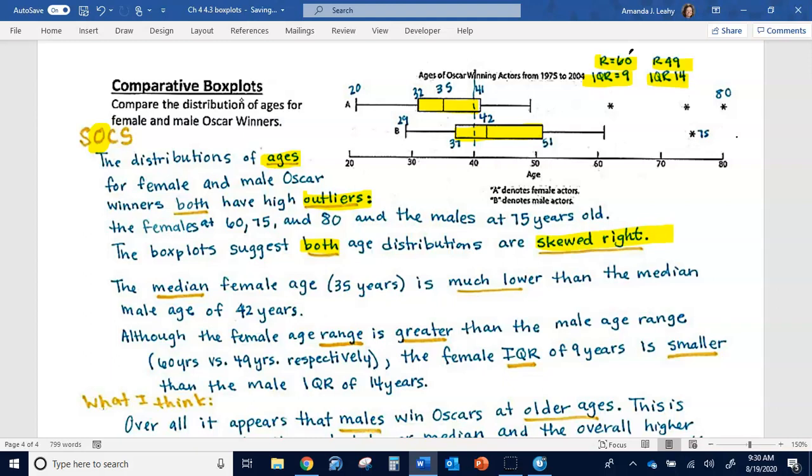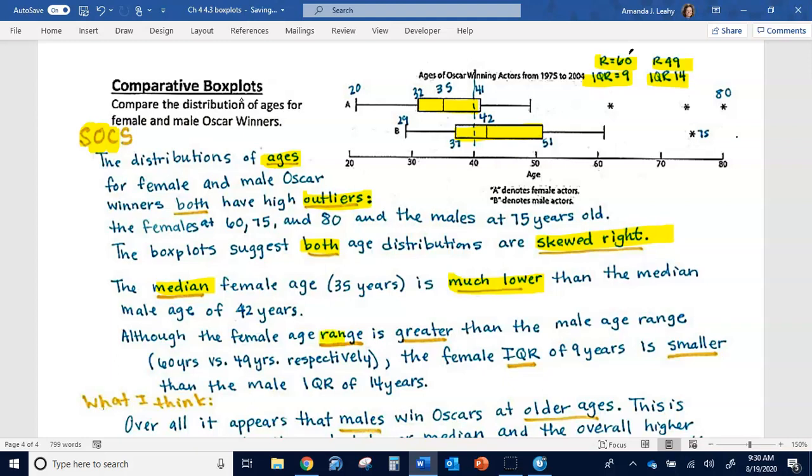Notice I didn't say anything about modality. No unimodal, bimodal, nothing, normal, any of that. The median for females was 35 years old. There's my center. And I'm going to compare them, it is much lower than the median age for males at 42. So 35 to 42. So the median for women is much lower than the median for men.